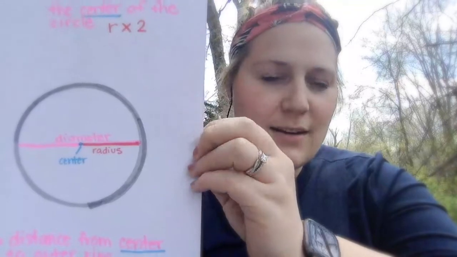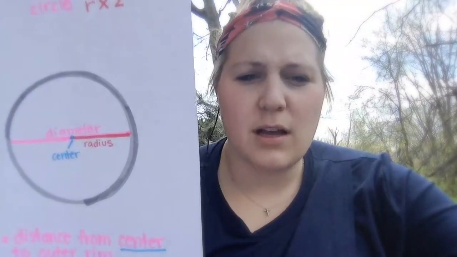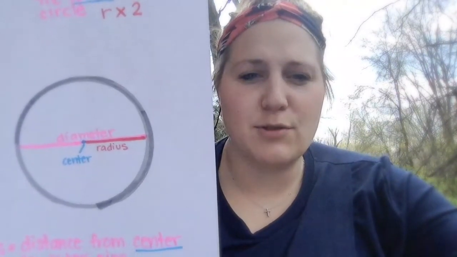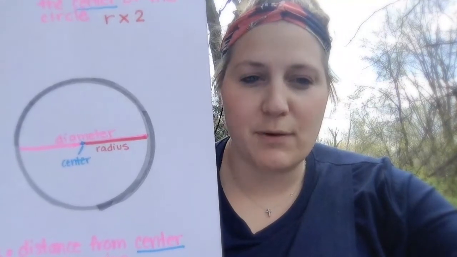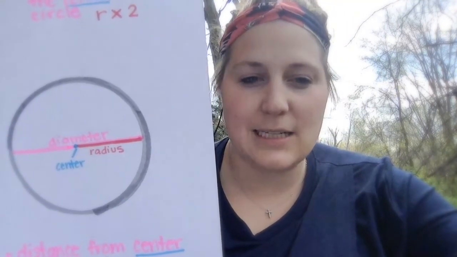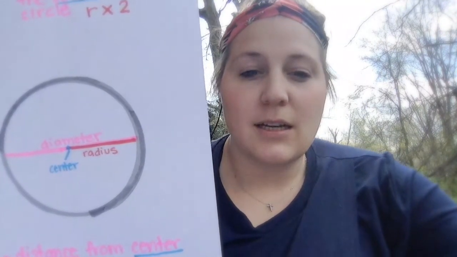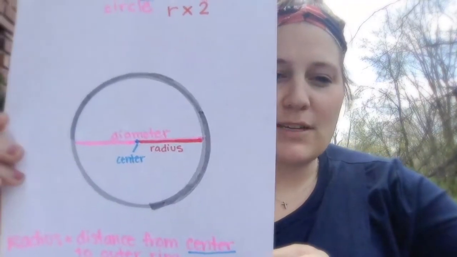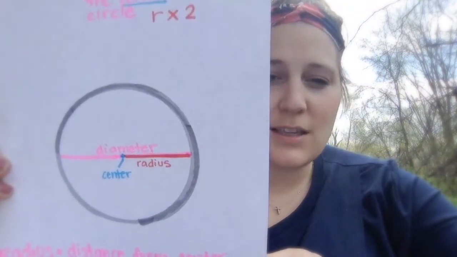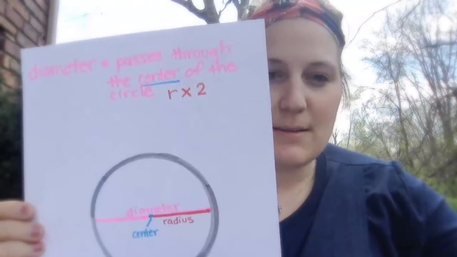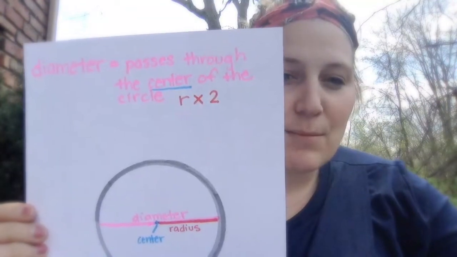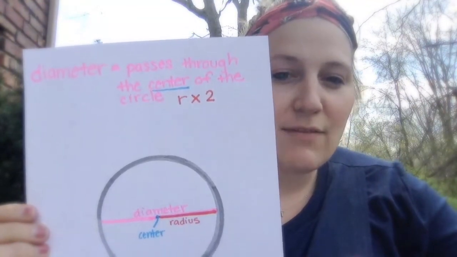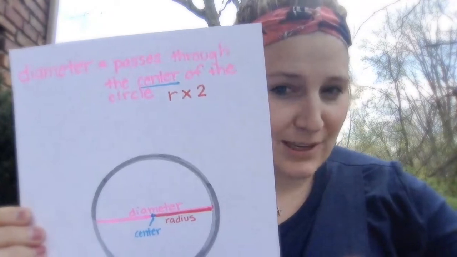You can see there our circle, and those are the three terms I want to focus on: diameter, radius, and center. So diameter, if you notice, goes all the way across the circle. The important part is it has to go through the center, and that's what this top piece says. Diameter passes through the center of the circle, and then we'll get to that equation later.